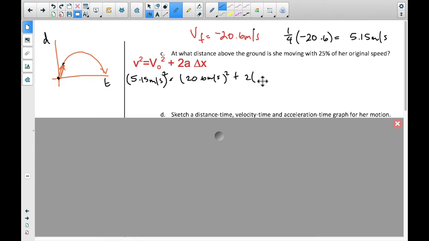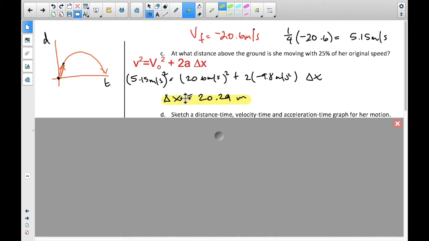Plus 2 times a, which is negative 9.8 meters per second squared, and then delta x. And the delta x is what we are solving for. At what distance? That's what we're going to solve for. So I need to square these numbers, subtract them, and then divide by negative 2 times negative 9.8. Take a minute with your calculator and do this and see what you come up with.